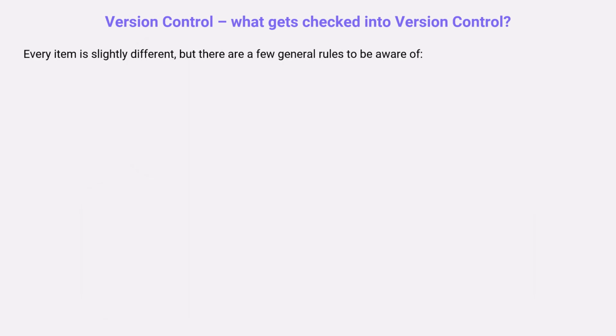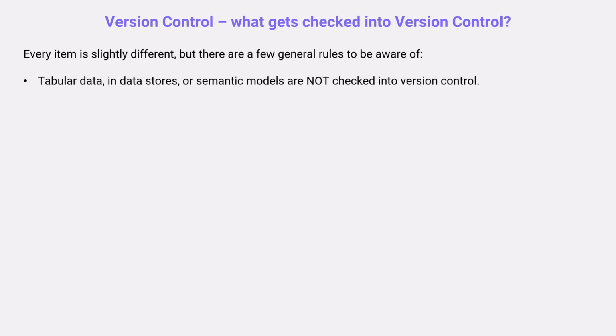Every item is slightly different, okay? So I recommend you go into a Fabric workspace, you set it up to version control, and then you create lots of different items, and you check which parts of them are tracked through this version control system. Here are some general rules that we found just from testing this quite extensively. So as a general rule, this is fair enough: no data is ever committed into version control, which is what you want, right? You don't want sensitive data, or any data really, checked into version control.